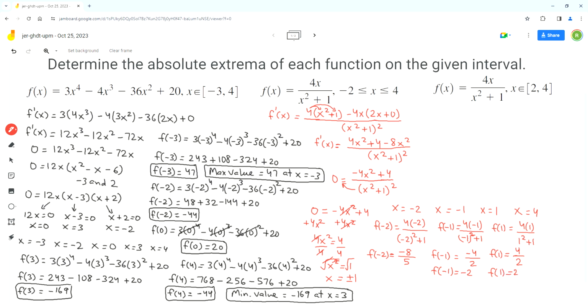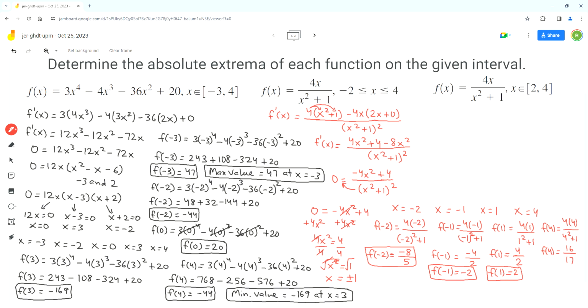Now we can do the analysis for x equals 4. So f at 4 equals, so 4 times 4 over 4 squared plus 1. So we get f at 4 equals, so 4 times 4 is 16, and over 4 squared is 16, and 16 plus 1 is 17. Now we have to compare these 4 function values to find the absolute maximum and absolute minimum.